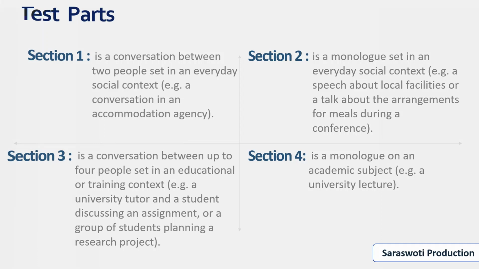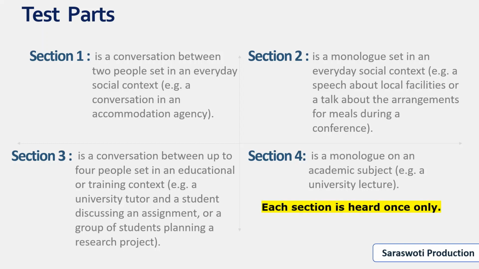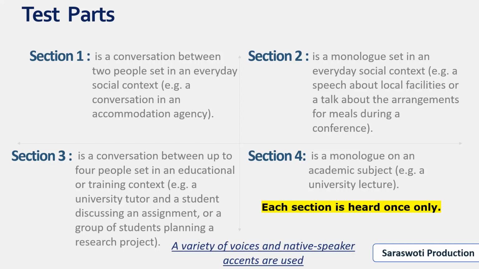Section 4 is a monologue on an academic subject. Example, a university lecture. Each section is heard only once. A variety of voices and native speaker accents are used.